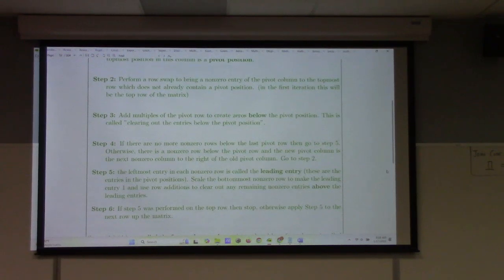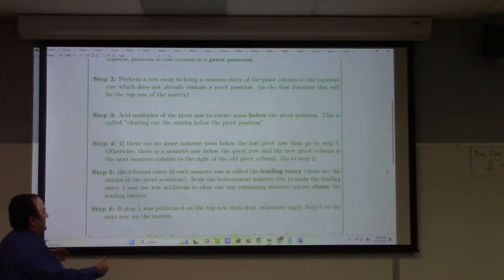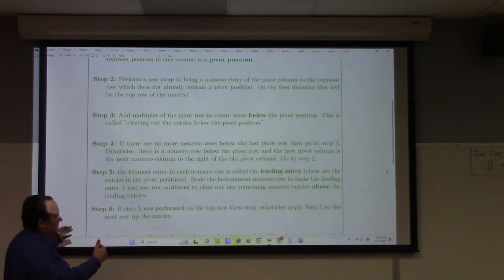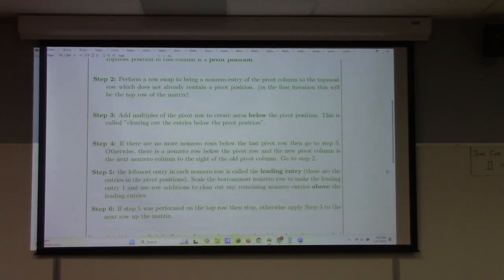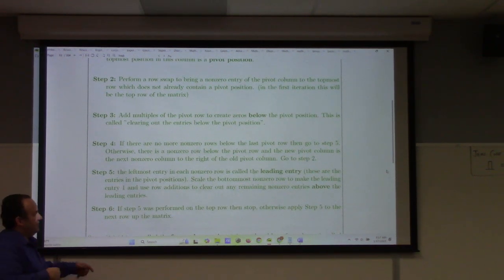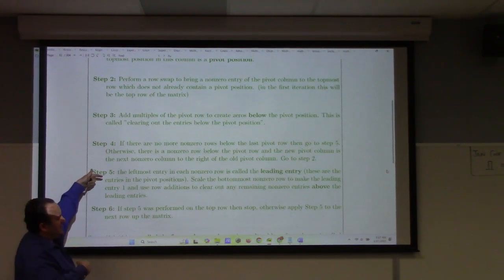So step 4 is if there are no more non-zero rows below the last pivot row, you go to step 5. Otherwise, there's a non-zero row below the pivot row, and the new pivot column is the next non-zero column to the right of the old pivot column. Then we go back to step 2, and we make sure that we bring that non-zero row up to the next to top row. All right, because our goal is to have non-zero rows in the reduction at the top of the matrix, right? And then step 5. You do those steps again, that brings you to step 5 eventually.